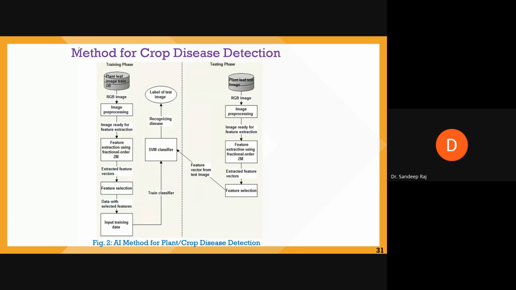So then after the selected features are applied to any classifier, for example, in this figure, we have taken the SVM classifier, the support vector machine classifier. Based on the features, the model is trained to identify the different kinds of diseases. As you know, we use the labels to test the image. So it is a kind of supervised learning technique.